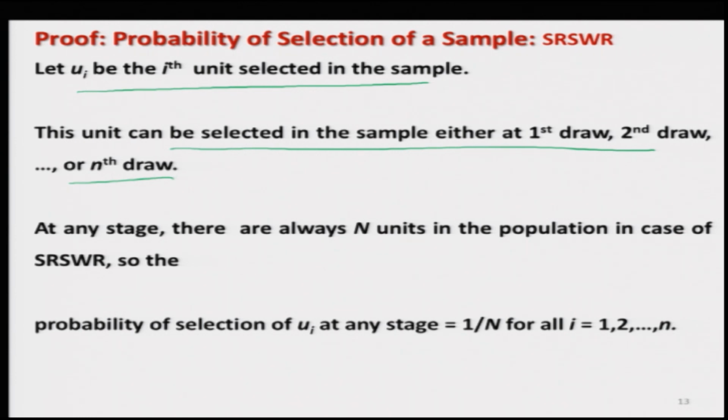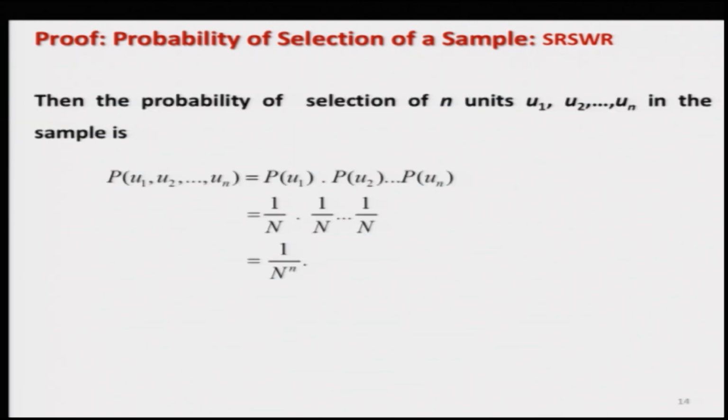One difference between SRSWR and SRSWOR is that in the case of SRSWR, at any stage there will always be capital N units in the population. That means the probability of selection of U_i at any stage will remain 1 upon N. That is different from the case of SRSWOR, right. That is why the computation of probability in the case of SRSWR becomes simpler. Now based on that I can compute the probability of selection of small n units in the sample, which are U1, U2, Un.